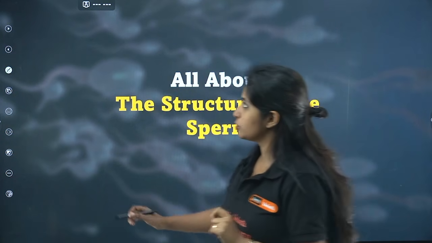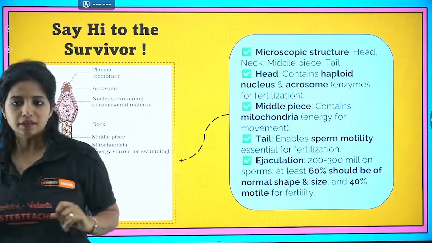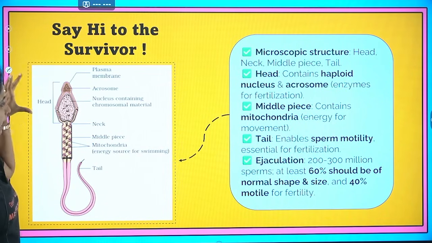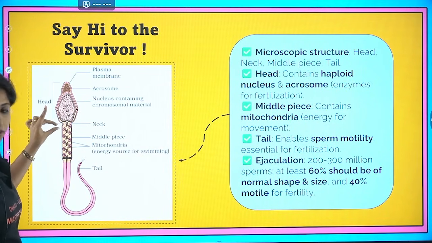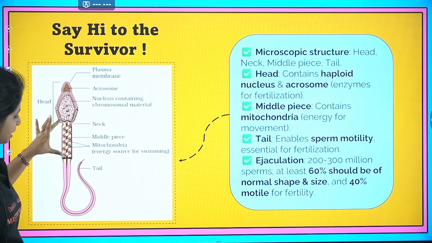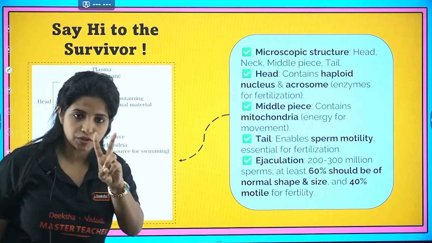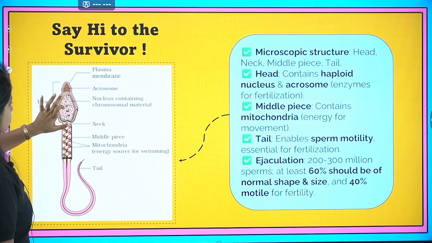Now there comes the structure of sperm. Now the structure of sperm is also important and it's very simple. So listen to me carefully. Over here, this particular region that you see is the head. Here you have a small region that is known as the neck. This is known as the middle piece and this is known as the tail. The head can be divided into two regions. One is your acrosome.